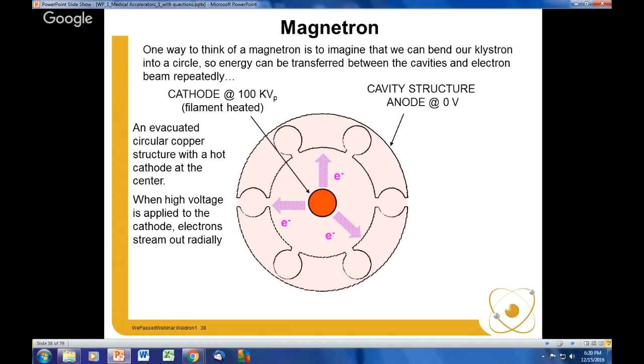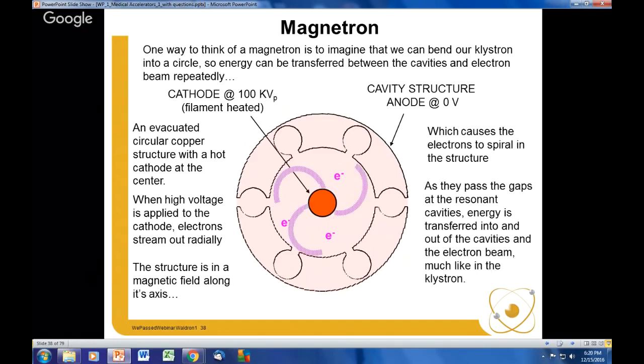But what we need to know is that we have a magnetic field along the axis of this structure, and it's oriented into the page. And this causes the electrons to spiral within the structure. In other words, electrons boiling off of this cathode here are going to circulate counterclockwise.